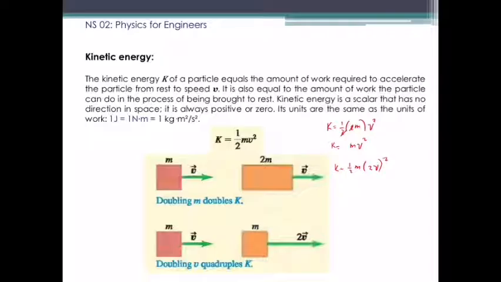This is now 4v squared. So this is 2mv squared, your kinetic energy. From 1/2 mv squared, that is now 2mv squared. So it became times 4. So doubling v quadruples your kinetic energy. So again, this is your formula for kinetic energy.